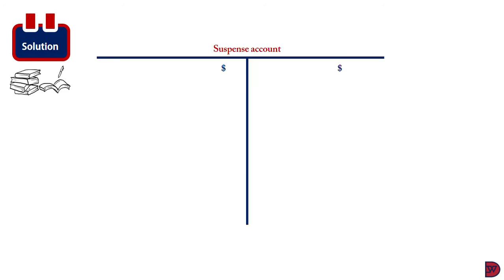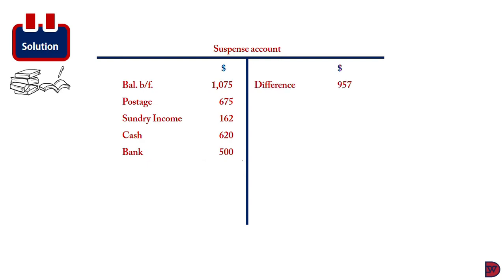Now we move the corrected entries to the Suspense account into the Suspense ledger. Okay, there was an opening balance of a debit of $1,075. So the postage account had a final debit of $675, the sundry income $162, cash of $620, bank of $500. We come to the credit side. There was also a difference. The debit was more than the credit with an amount of $957. The payables also had $500. The asset account also with $1,575.